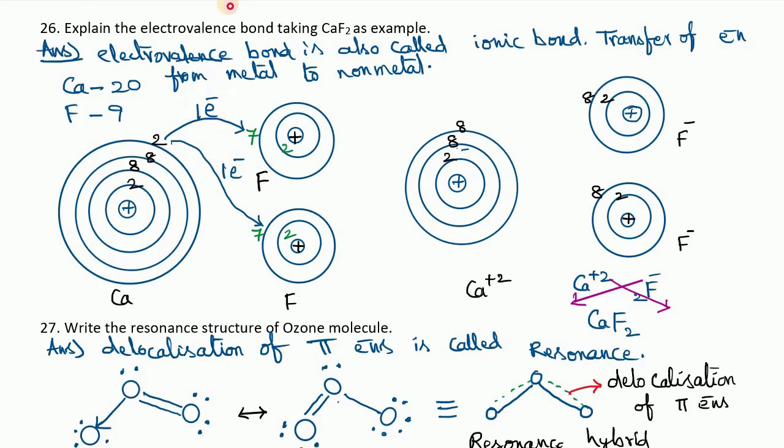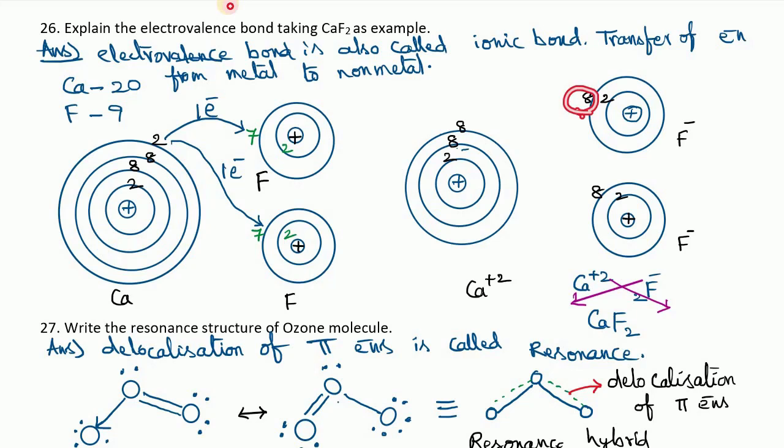So what happens? It is losing these two electrons, and each fluorine is gaining one electron each. So as a result, what happens here? These two electrons are gone. 2, 8, 8. That's why 2, 8, 8. Loss of electron is called what? Oxidation. Next, one electron is gained here. That's why 2, 8. 7 is becoming 8. So 8 means here octet is satisfied.